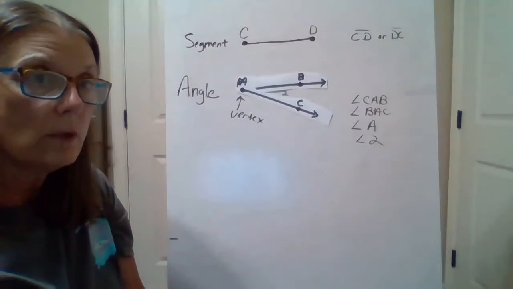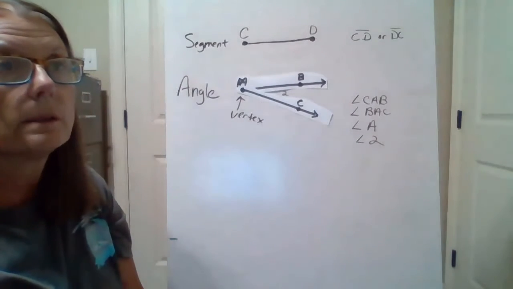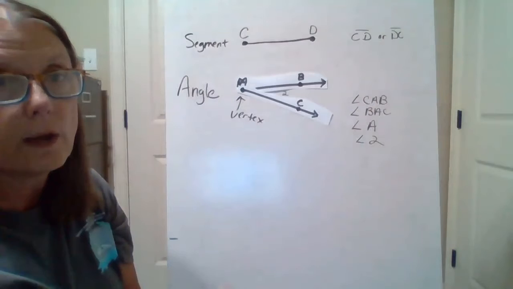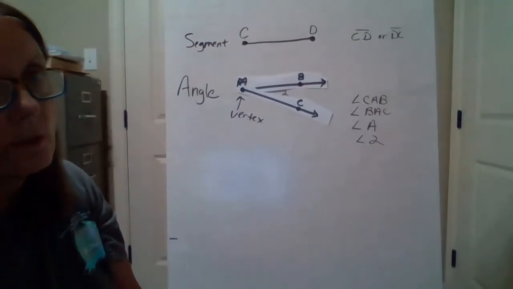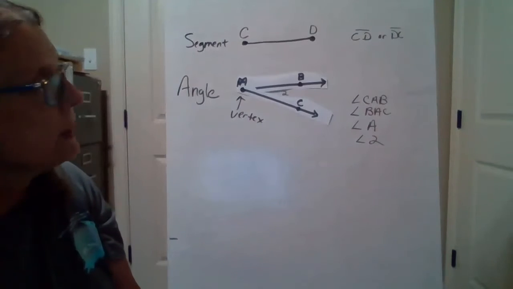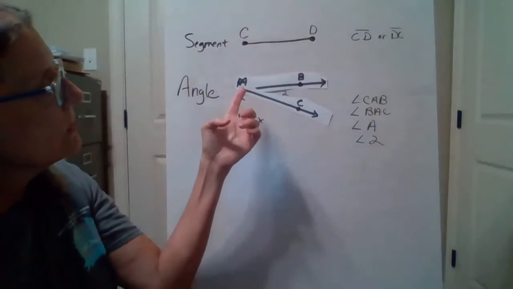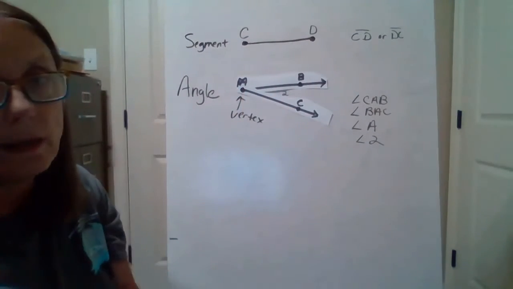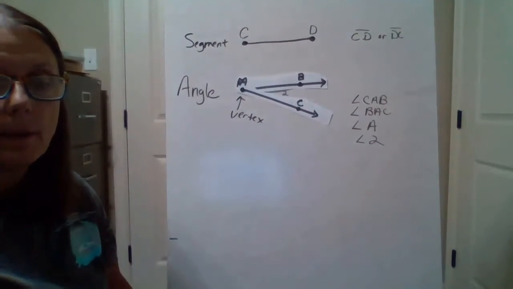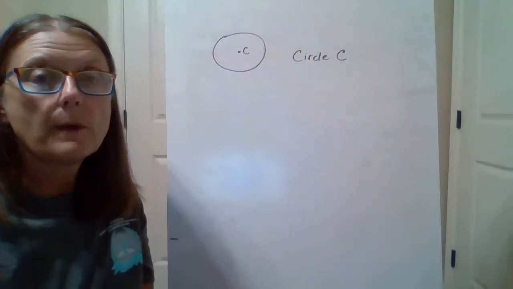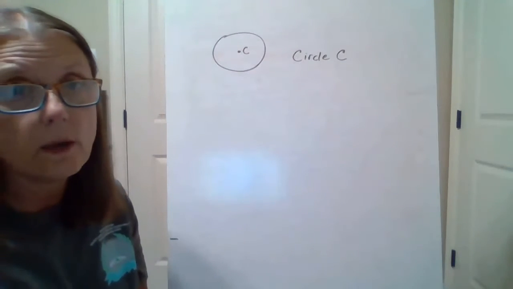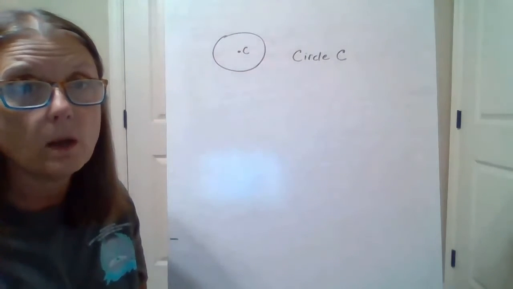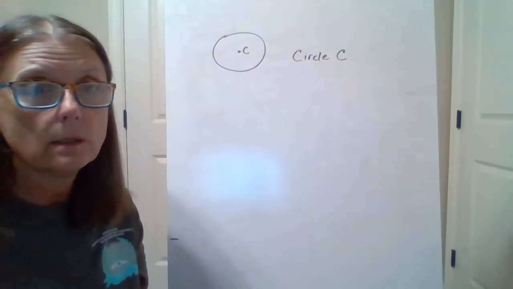Sometimes you have to name it using 3 letters because it would get confused with another angle. So be sure you recognize, I better use 3 letters on this one because then they're not going to know which one I'm talking about. But here I could use just 1 letter and you knew exactly the angle I'm talking about. So if I wanted to name a circle, I look at the center point, and that's how I name the circle. So this would be called circle C.